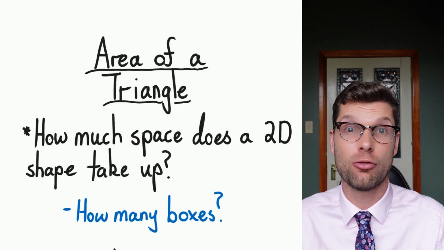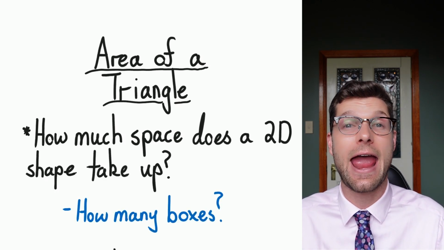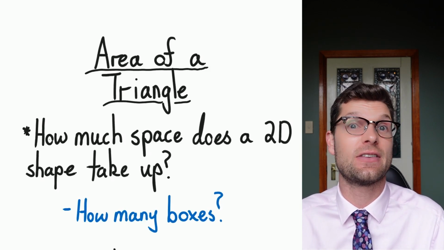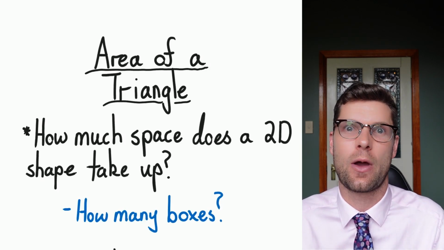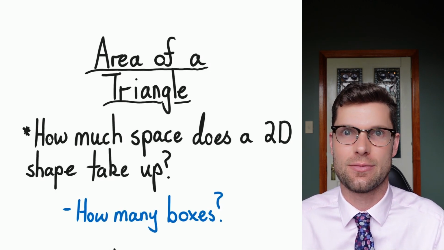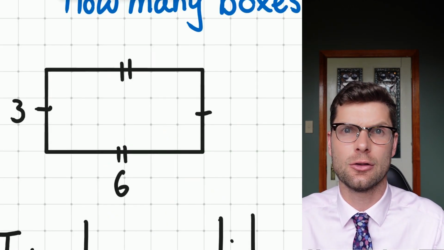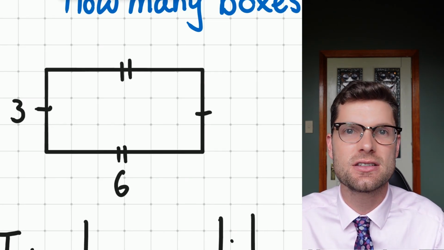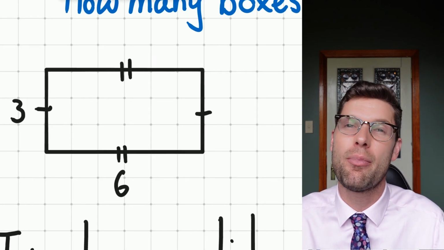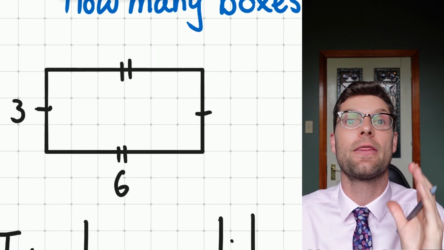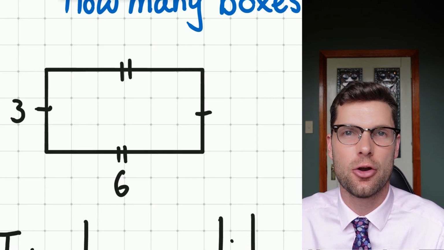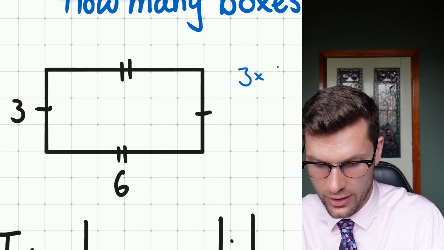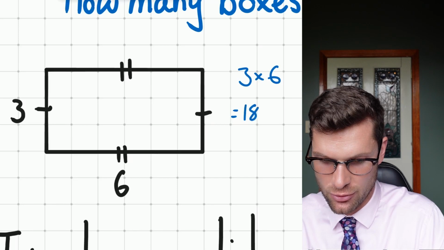So the first thing we've got to remember is that the area is trying to find out how much space an object takes. And sometimes we can think about this as how many little 1 centimeter square boxes fit inside a shape. So really quickly, if I had a rectangle that goes up 3 boxes and across 6 boxes, instead of counting all of these up, I know I've got 3 boxes up that happens 6 times in total. So I just have to multiply those two numbers together, which is really 3 multiplied by 6, which is equal to 18.